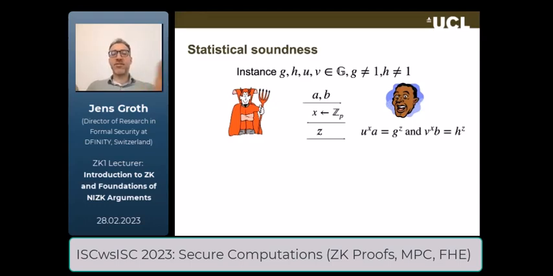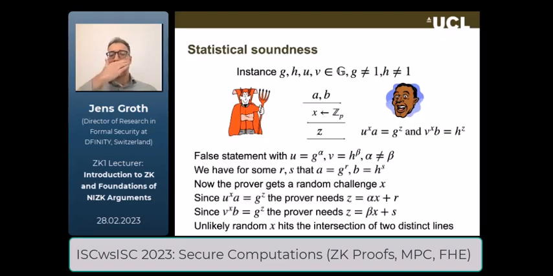Okay, and what the verifier just sees is two group elements A and B. It sends a random challenge X, sees some answer Z, and then plugs it into these verification equations. So what happens here? Imagine that it's a false statement, so the discrete logarithms alpha and beta are different.